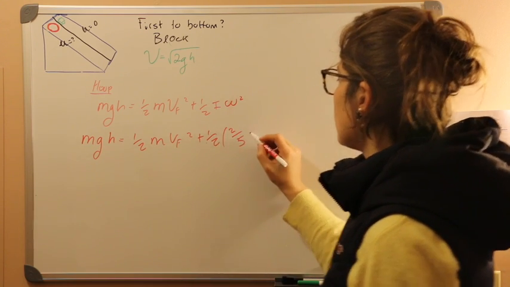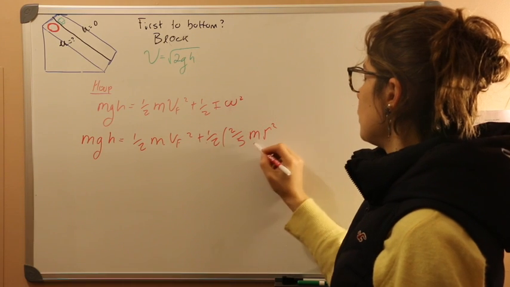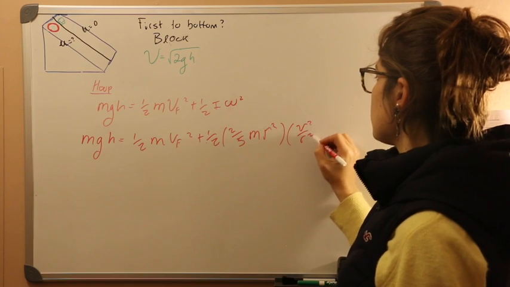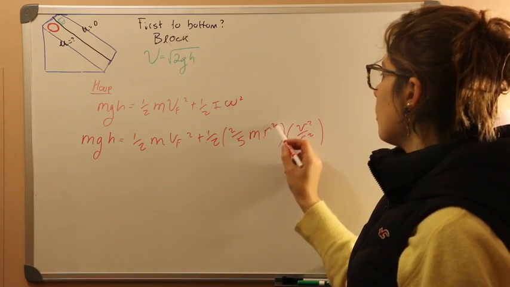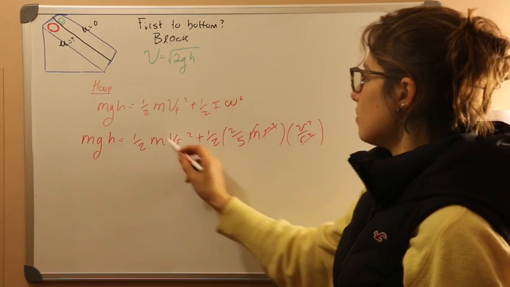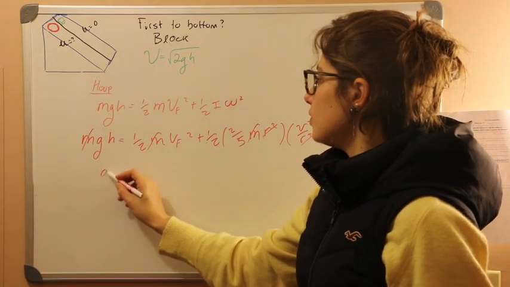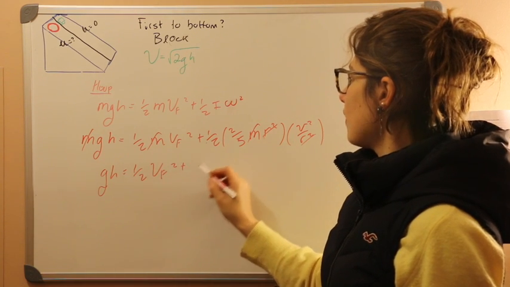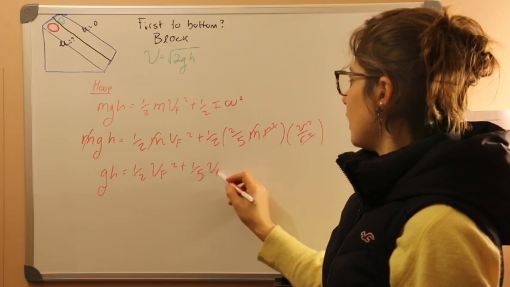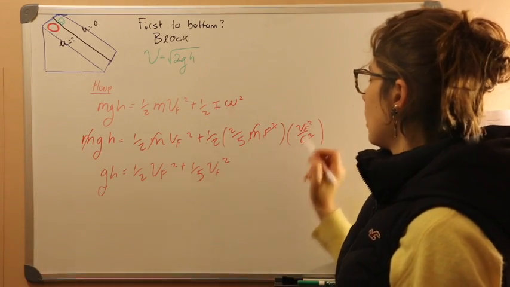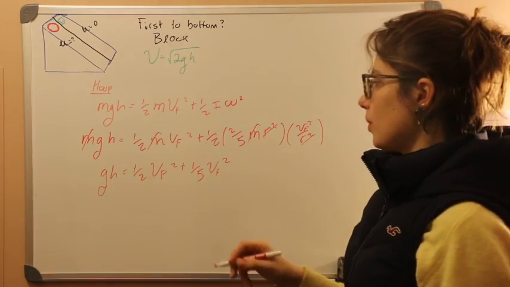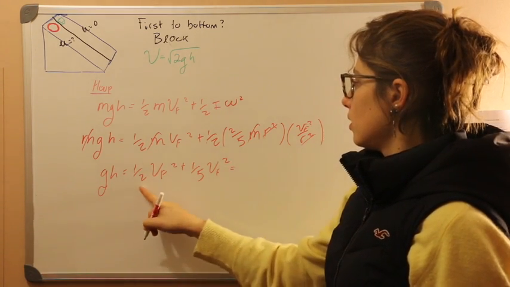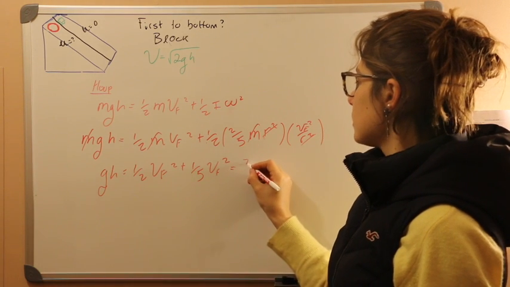So I looked at my chart, and I know that a solid sphere is 2/5 mr squared. And then I'm going to replace omega with v over r. Each one of those must be squared, because it's omega squared. At that moment, I realize I can cancel those r's, and I can cancel m's. And so here I have gh equals 1/2 v final squared plus 1/2 of 2/5, 1/5 v final squared. So I can add those together. 1/2 plus 1/5 is 5/10 plus 2/10, 7/10.